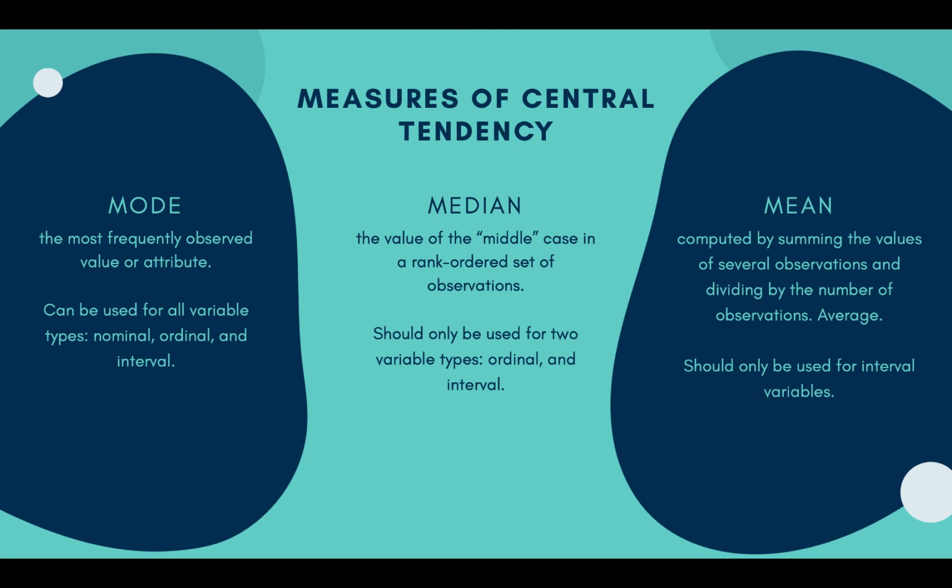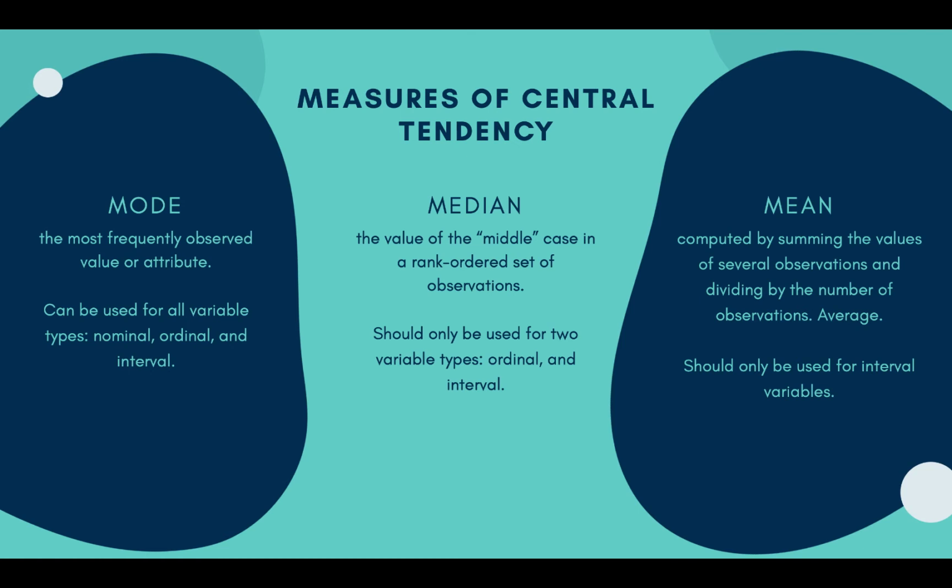So measures of central tendency, briefly, we'll quickly go over this. We know that the mode is the most frequently observed value or attribute. We can calculate the mode, or the most frequently occurring variable or category, for all variable types, meaning we can calculate the mode for nominal, ordinal, and interval ratio variables.